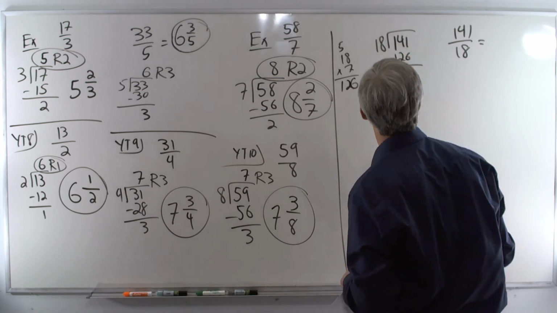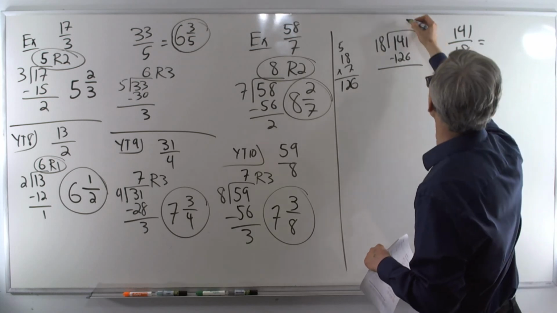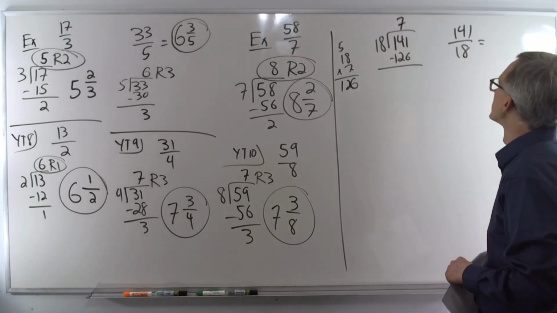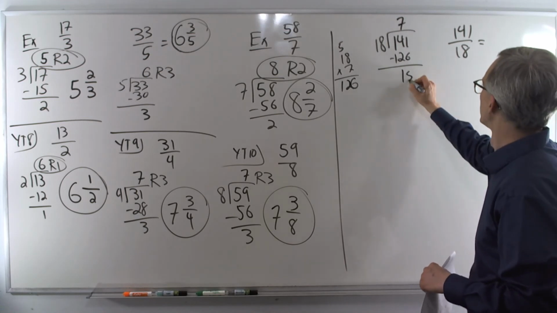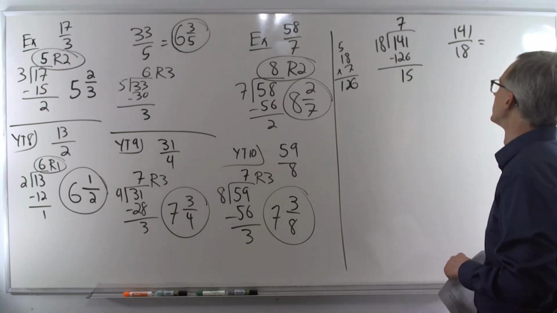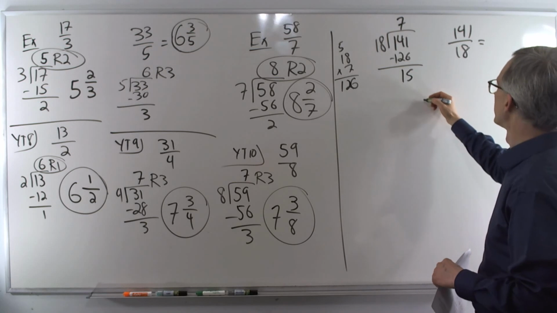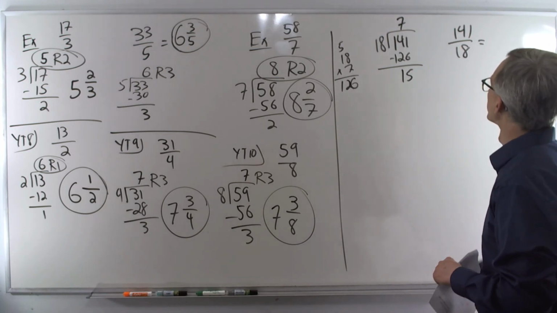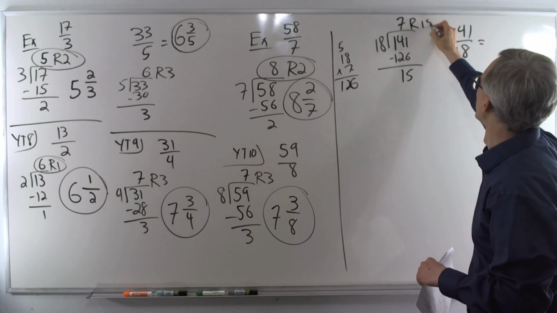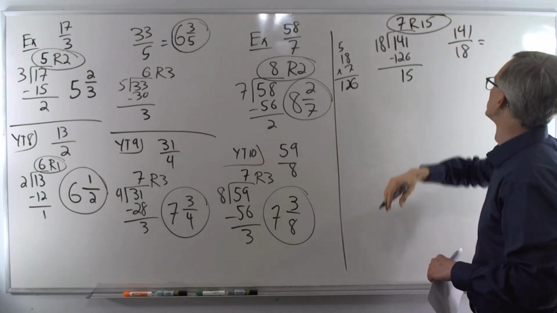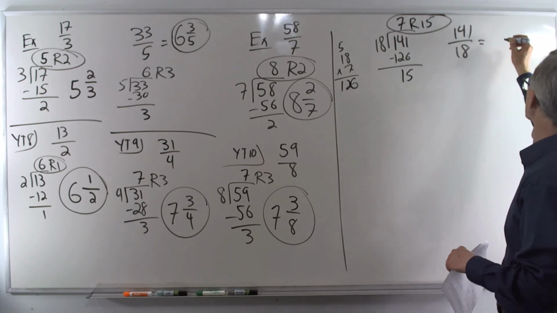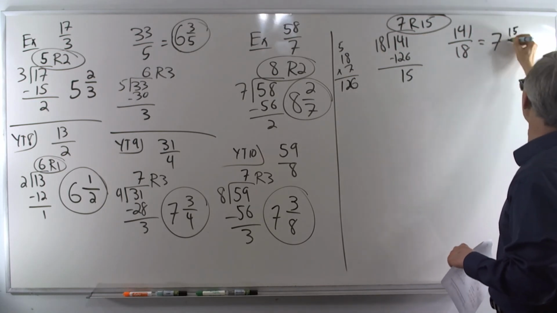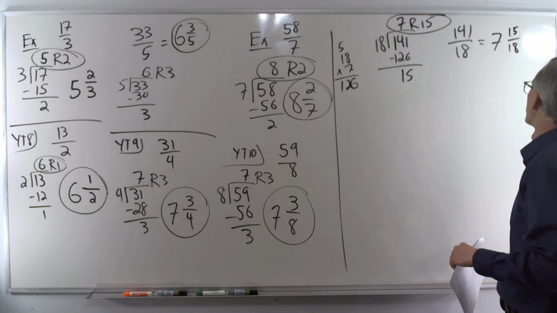And up here comes the 7. All right. Subtracting, we get 15. And I'm going to bring down anything. No, that's our remainder. So 7 remainder 15. All right, so we got 7. The remainder is 15, so that goes on top. And 18 goes on the bottom.